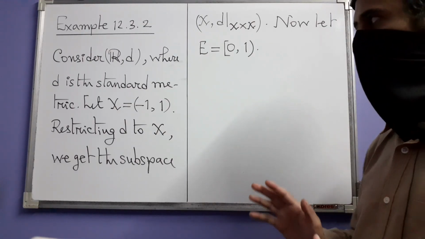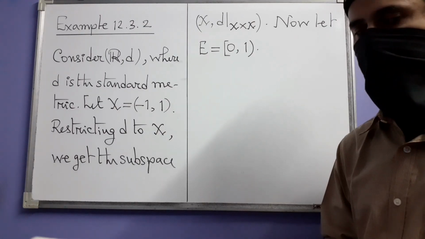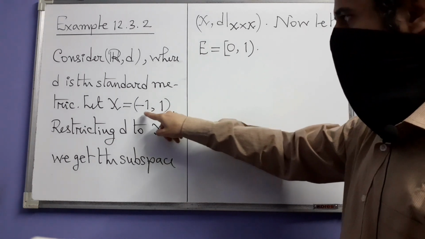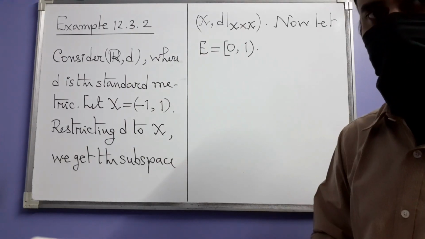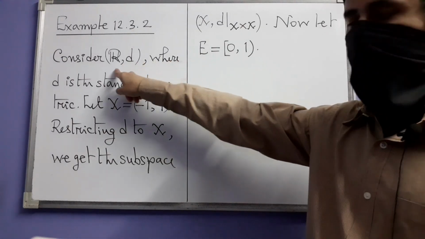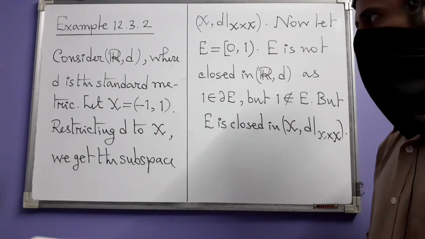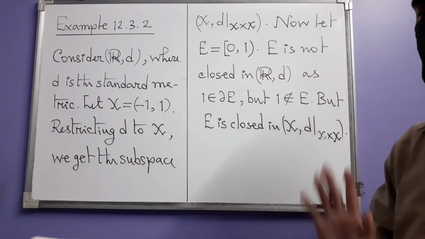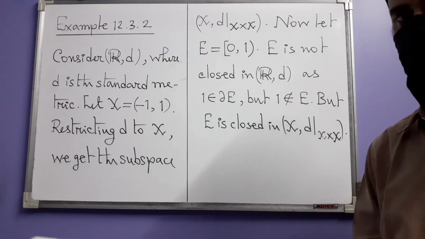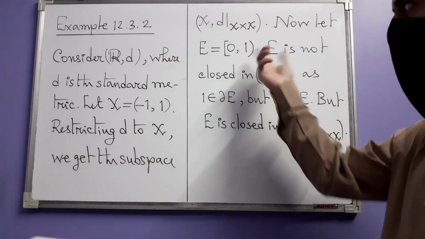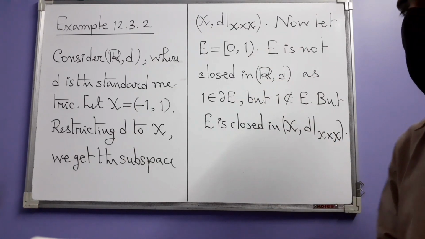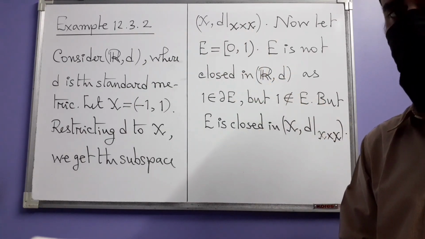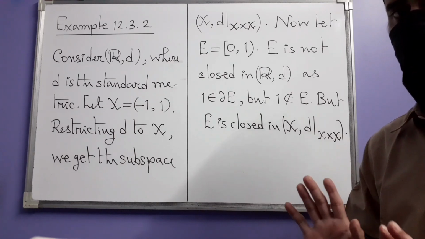But this time we are not going to talk about openness of E, but rather closedness of E. Is E as a subset of X closed in X? Is E as a subset of R closed in R? And the answers are these. E is not closed in (R, D), which we already know. I mean, this is not a closed set in the usual real line. That is because 1 is a boundary point of E. Why, that I leave to you to verify.